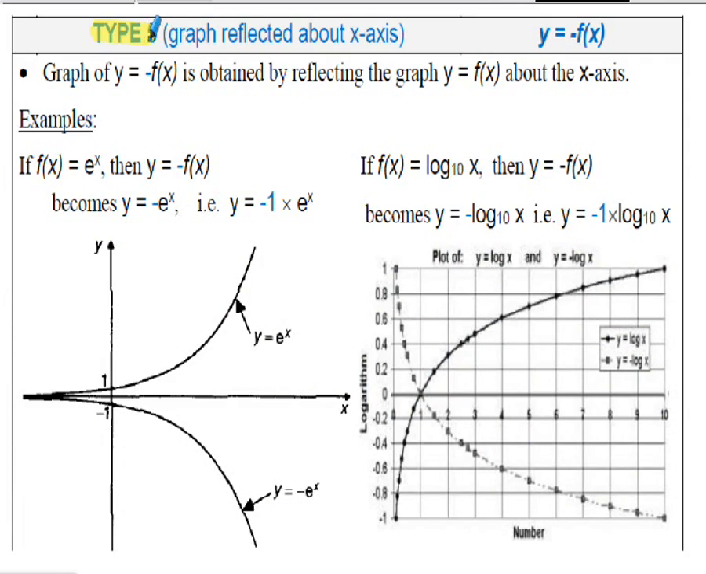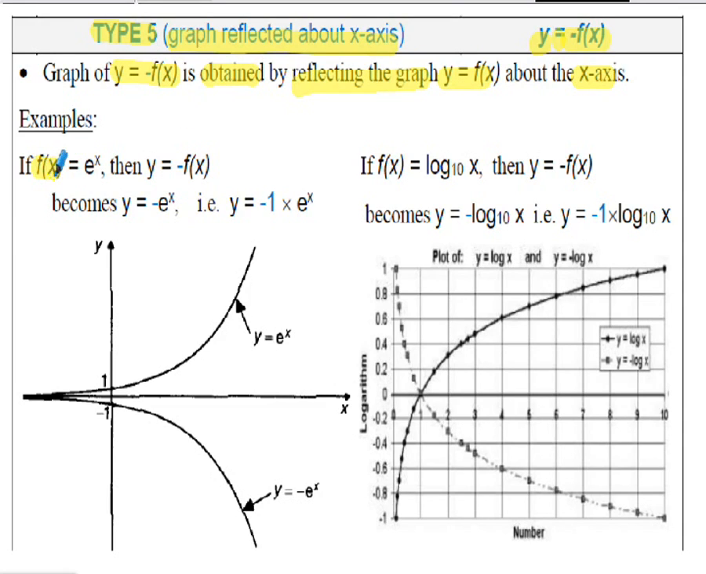The type 5 transformation, this is where the curve is reflected about the x-axis. So y is equal to the negative function of x. The graph of y is equal to a negative function of x is obtained by reflecting the graph y is equal to function of x about the x-axis.